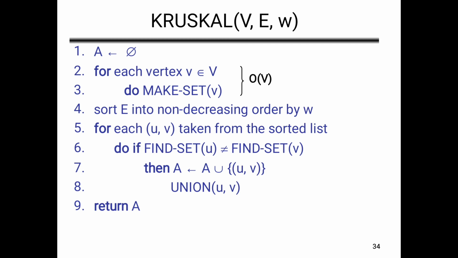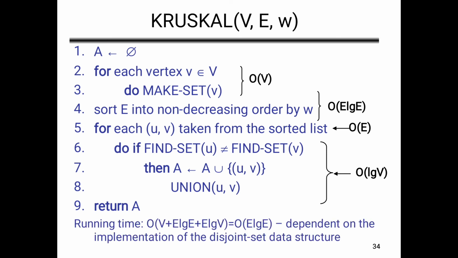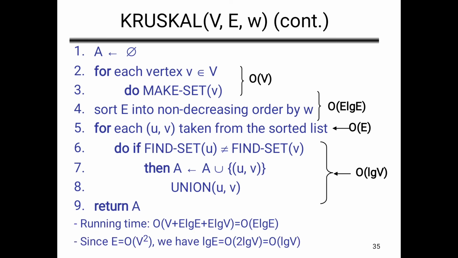Coming to the time complexity, for step 2 and step 3 we are taking order of V, and step 4 is E log E, and step 5 order of E. Step 6 to step 9 is order of log V. That means the running time is V plus E log E plus E log V, that is order of E log V, depending on the implementation of the disjoint data structure.